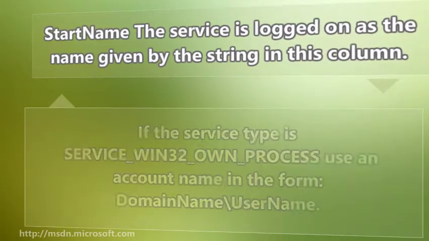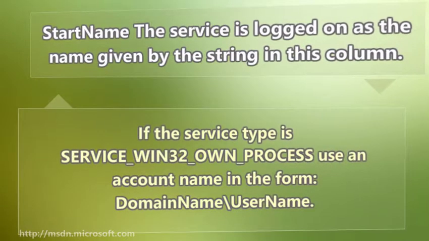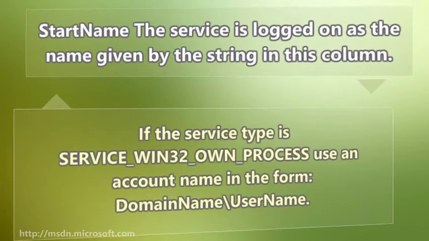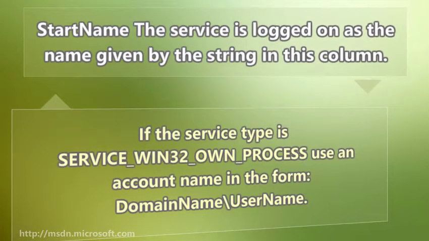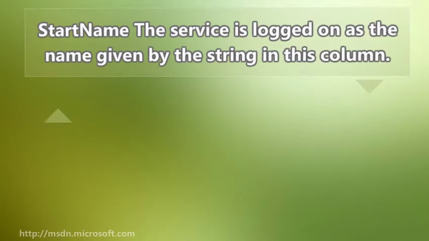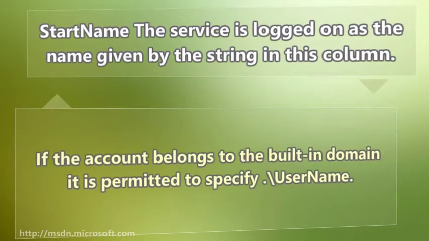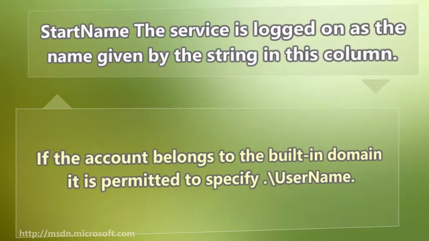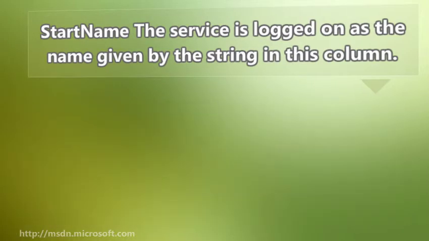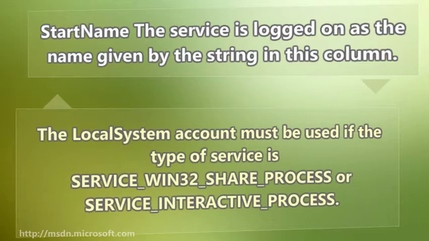If the service type is SERVICE_WIN32_OWN_PROCESS, use an account name in the form domain\username. If the account belongs to the built-in domain, it is permitted to specify .\username. The local system account must be used if the type of service is SERVICE_WIN32_SHARE_PROCESS or SERVICE_INTERACTIVE_PROCESS.